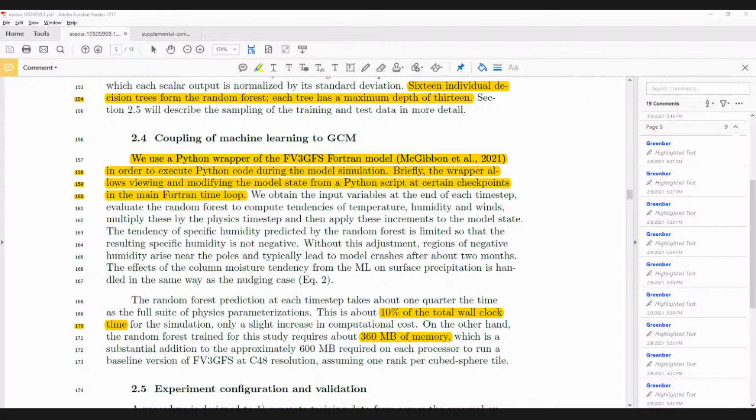This is one possibility. The other thing is just from a structural point of view, these random forests only take local inputs and give local outputs, right? There's no information exchange between Z levels or between neighboring grid columns of the cube sphere, as far as I can tell. And that means there's really no way of handling processes like convection, like advection in this framework. You'd have to use something much more powerful.